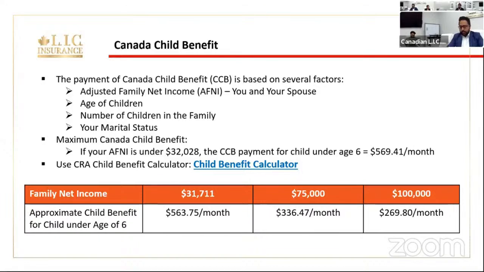Harpreet, you want to take that? So for child benefits, if the family income is around $31,000, the family gets approximately $563 per child.